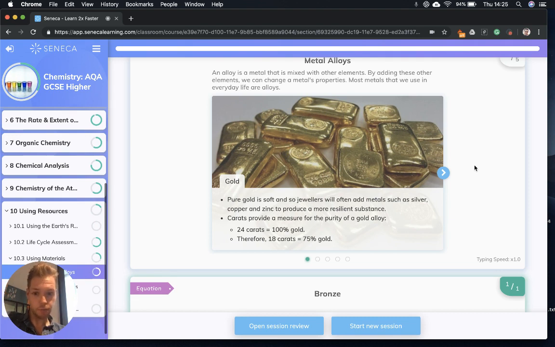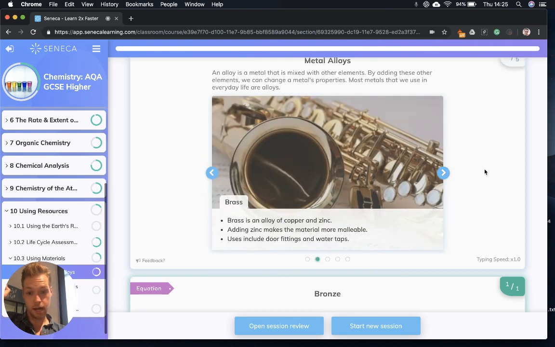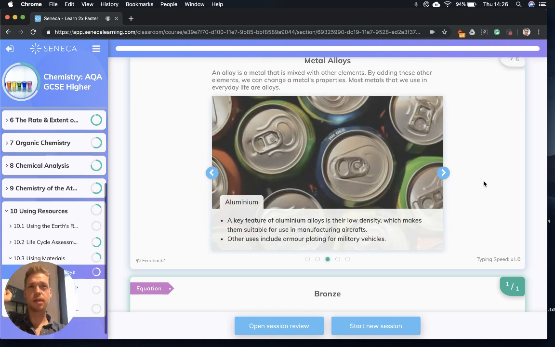So that's fun. Now we know what carats mean. So 24 carats, that is 100% gold. And 18 carats, that's going to be 75% gold. So we all want that 24 carat gold in our life. Now we need to talk about brass. Brass is an alloy of copper and zinc. Adding zinc makes the material more malleable, so that means you can shape it more. Uses include door fittings and water taps, and like a brass finish.